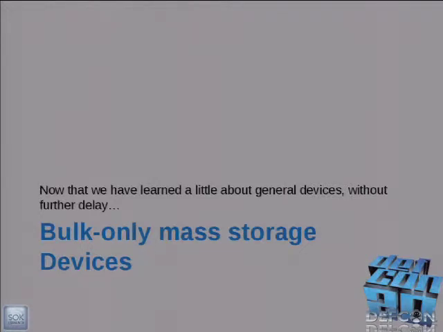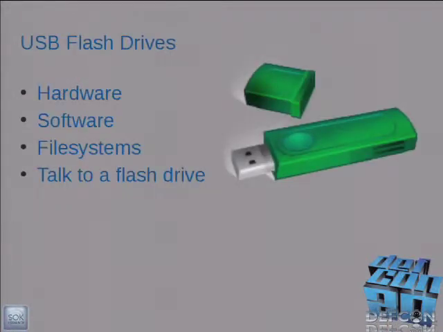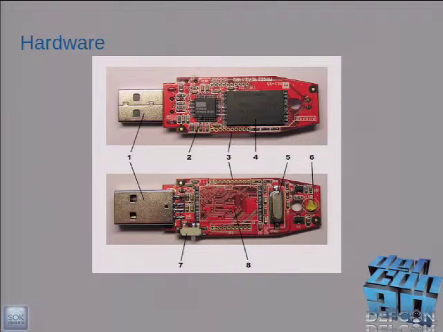So now that we've learned a little bit about general devices and such, without further delay, let's talk a little bit about bulk-only mass storage devices. And how does this stuff work? We're talking about flash drives primarily. What kind of hardware do they have, software, file systems, how do you talk to them, things like that. Here's a picture I shamelessly pulled off of Wikipedia of a flash drive. So you can see the different components. You see things such as a big NAND flash chip, a little controller chip, etc.